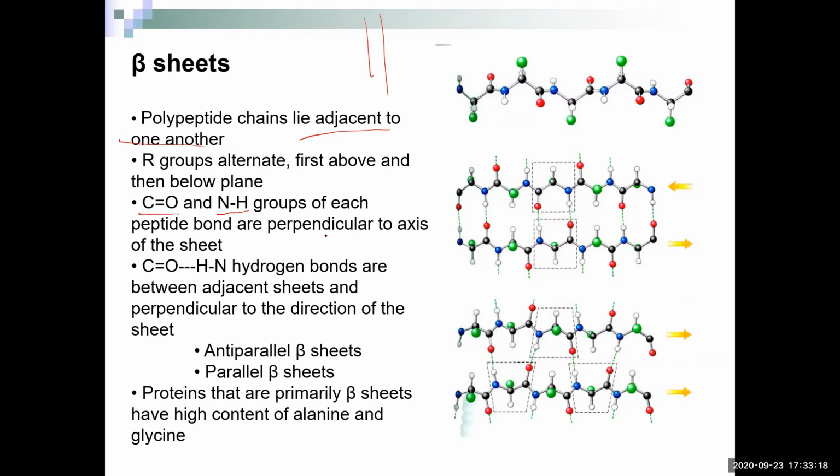So we have two types of beta-pleated sheets: the anti-parallel and parallel. Anti-parallel is this example, while parallel is this. In anti-parallel, the strands run in different directions, while in parallel, they run in the same direction. So, it depends on the type of amino acid present, whether it will form an alpha helix or beta-pleated sheet. For example, if the protein is primarily beta-pleated, it has a high content of alanine and glycine as its amino acids.